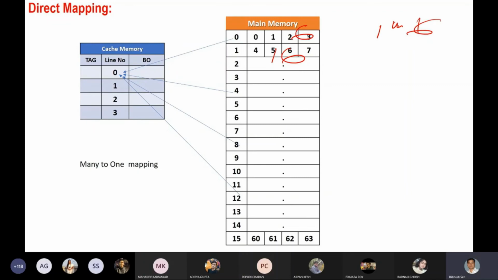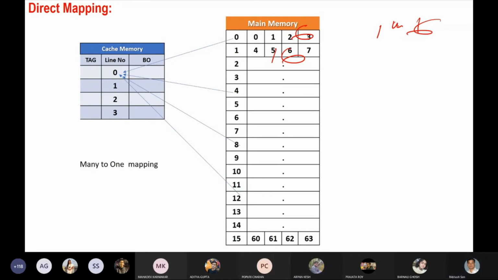Here, 4 locations. How many bits are required? 4 locations are there: 1, 2, 3, 4. 2 bits are sufficient to access them. So the offset size is 2 bits. Block offset size is how much? Block offset size is 2 bits.